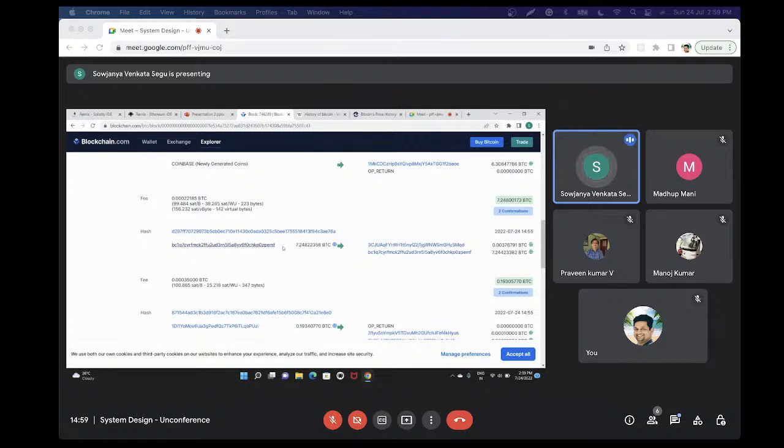This is because we can assume the Bitcoin transaction as a check. A check contains who wants what. Exactly the same way, we call this the input of a transaction, and this is the output.